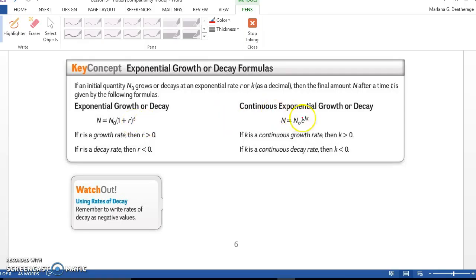Then continuous is where we're going to have the E involved. You have the initial quantity times E to the KT power. K is your rate times your time. If K is a continuous growth rate, then K will be greater than 0. If K is a continuous decay rate, then K will be less than 0. Down here it says, watch out, using rates of decay. Remember to write rates of decay as negative values. So let's go to this real world example on the next page.